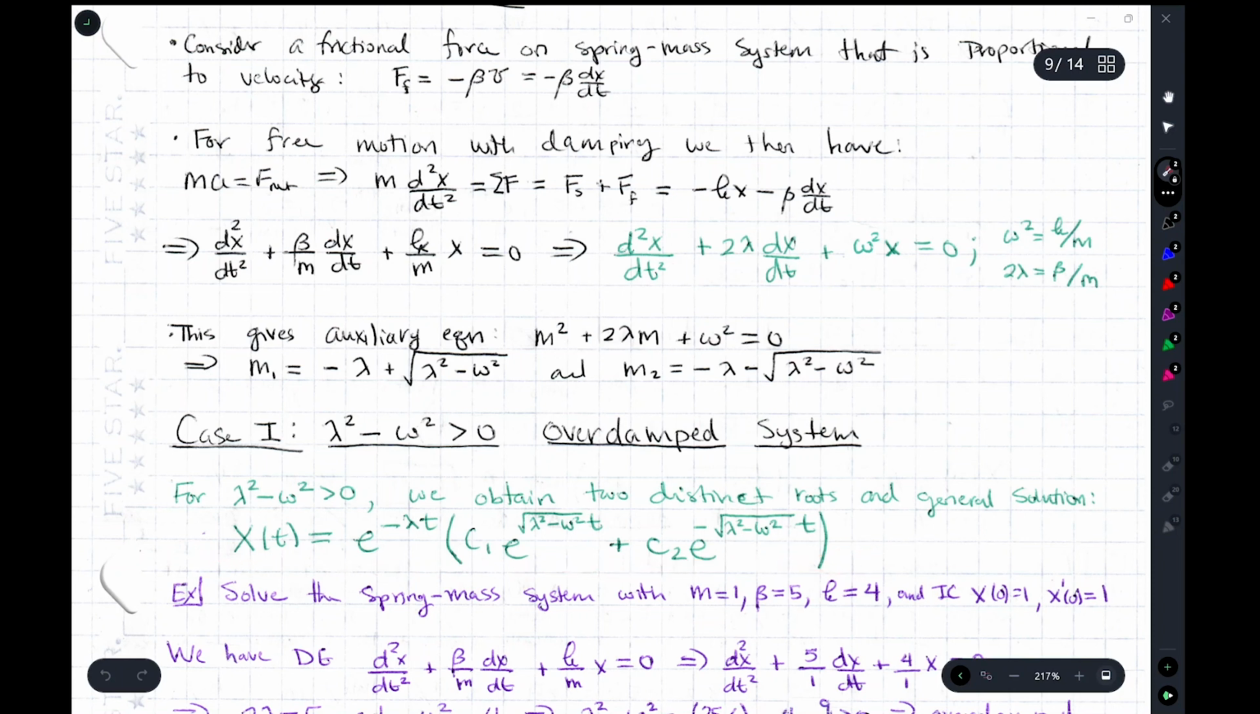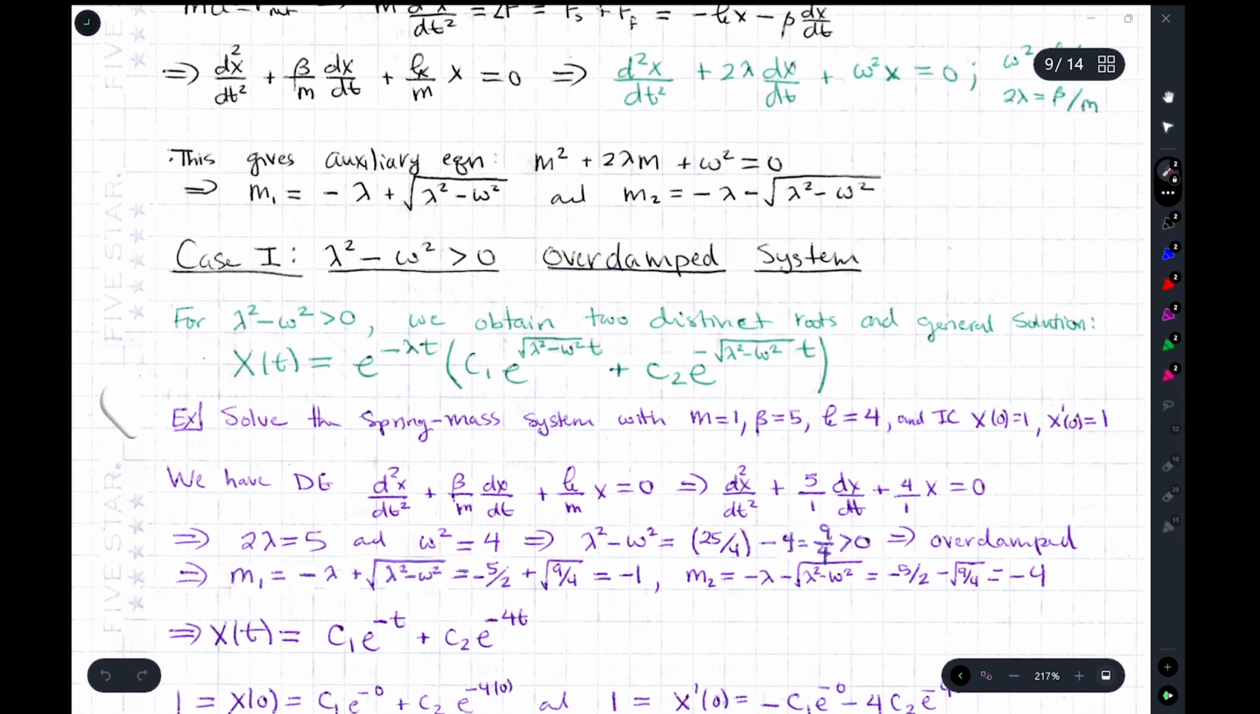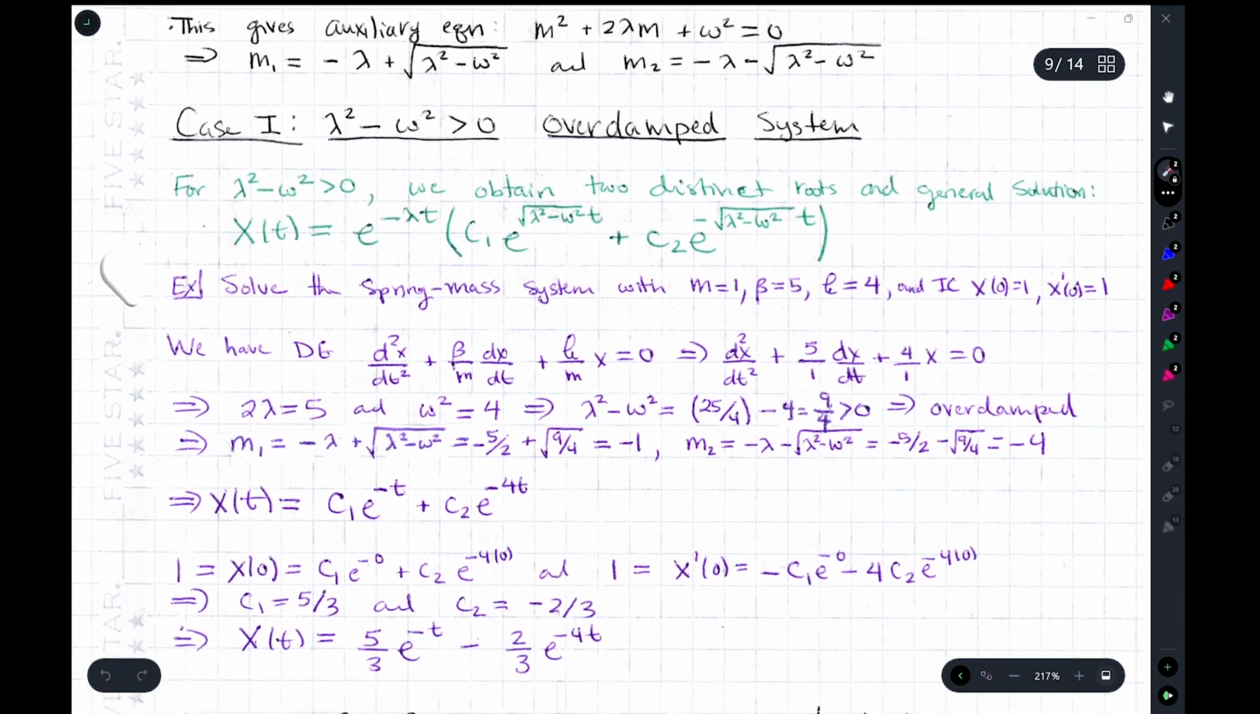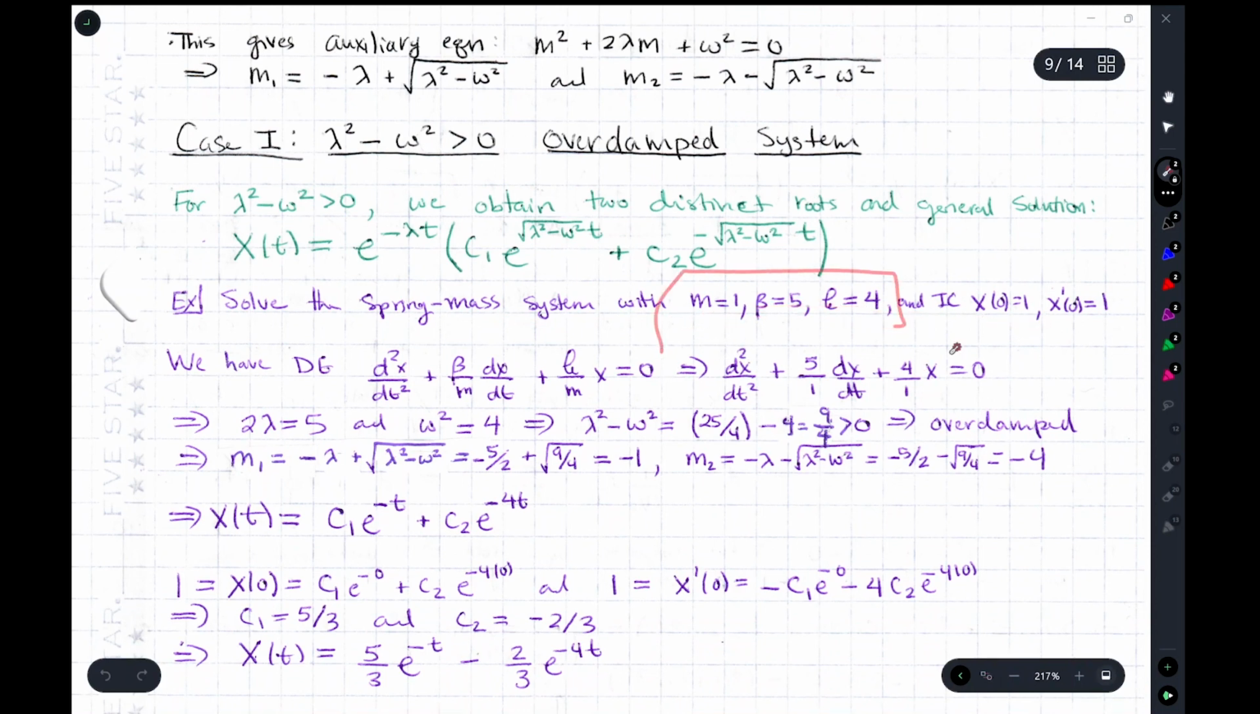That's just from our study of differential equations with constant coefficients, because these are constants. Even though they're letters, they are constants at the end of the day. So we get this general solution, and let's consider an example. We have this spring mass system with the parameters that you see here and the initial conditions there.